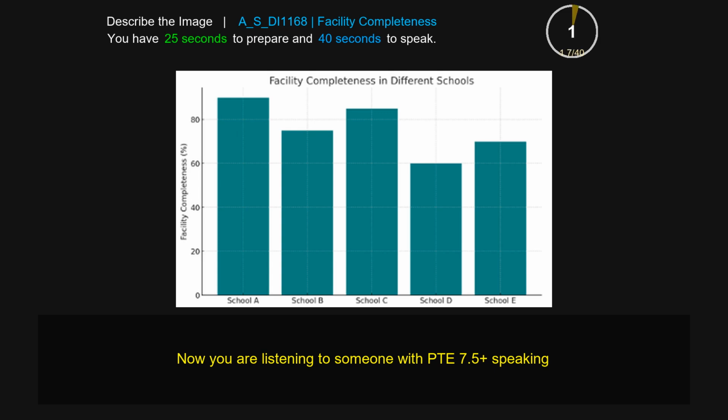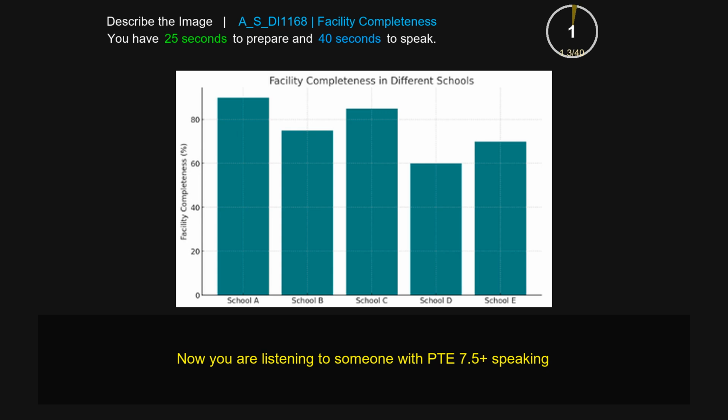This is a bar chart which is providing information about the facility completeness in different schools. The x-axis represents the schools and the y-axis represents the facility completeness in percentage. For school A, we can see it is the highest, which is greater than 80%. For schools B, C, D, and E, it is greater than 60%, and for school C, it is also greater than 80%. So this is a very informative graph which provided information about the facility completeness. Thank you.